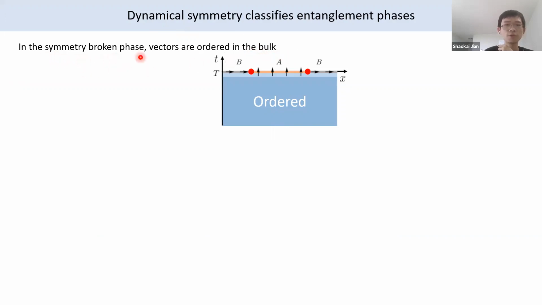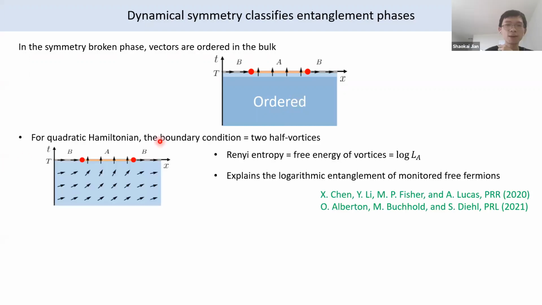So in a symmetry broken phase, vectors are ordered in the bulk. Let's see what is the consequence of the boundary condition. For a quadratic Hamiltonian, we know it is an O(2) vector. So this boundary condition actually creates two half vortices given by these red dots. If you go around this red dot, the vector will rotate by pi/2. So this is a half vortex. And the Renyi entropy is given by the free energy of vortices, which is well known to be log L. This explains the logarithmic entanglement entropy in the monitored free fermions.